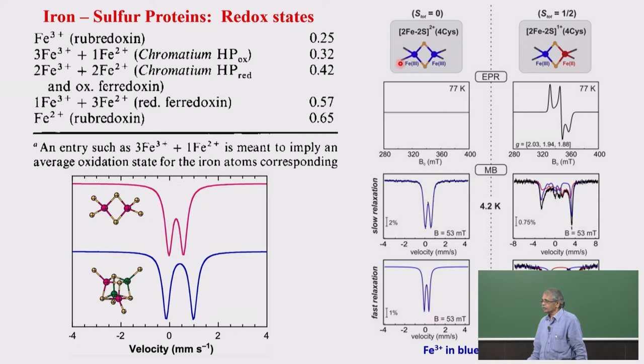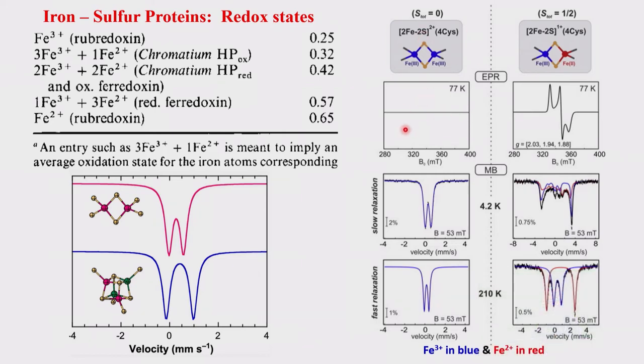Then you have two irons, with both being iron 3, or two irons where one is iron 3 and one is iron 2. Obviously your spectra will be different. If both are iron 3, they couple, the S value will be 0, and there will not be any EPR. I know this is not an EPR topic, but there is nothing wrong in looking at it because we already looked at EPR in the past. If you look at one iron 3 and one iron 2, the S is not 0, it is half, a non-zero value, so you can see the EPR.